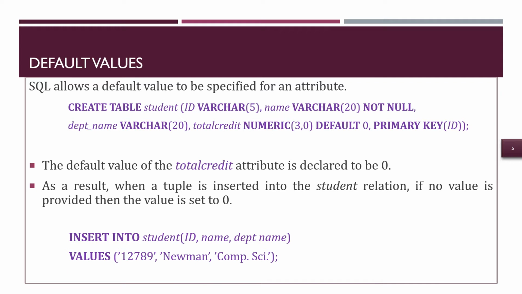While executing this insert query, insert into student (ID, name, dept_name) values, we are giving only the ID, the name, and the department name. We are not giving the value for the total credit. So if we are not providing that value, then its default value will be taken. Its default value is 0. So for the ID 12789, the total credit value will be set to 0.